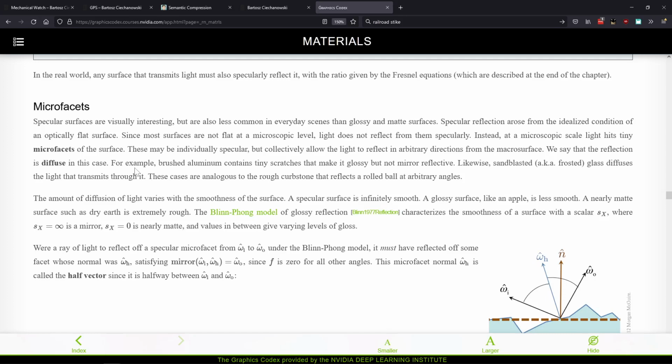Okay, well, let's get on to the subject of microfacets. Yeah, there's little tiny bumps that are microscopic. We call them microfacets.